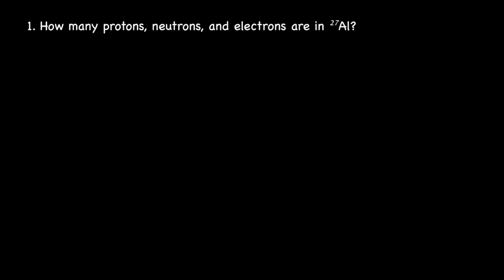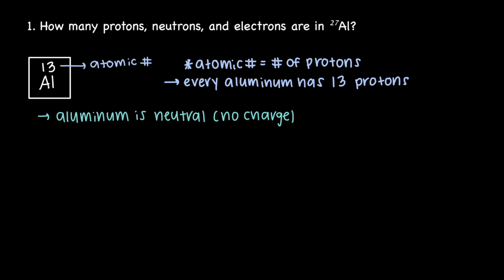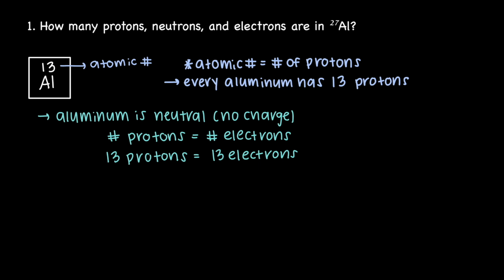Question 1. How many protons, neutrons, and electrons are in aluminum-27? First, find aluminum on the periodic table. It has an atomic number of 13. This is a non-negotiable fact for aluminum. It means every aluminum atom has 13 protons. Because the problem states this is a neutral atom, the positive and negative charges must balance. So if we have 13 positive protons, we must also have 13 negative electrons.